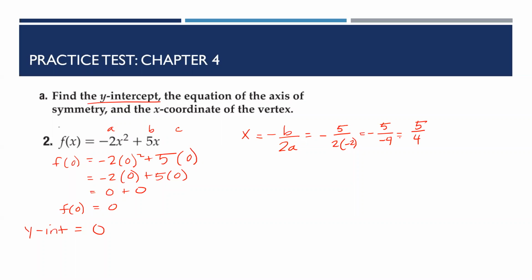And then this is also going to be your x-coordinate of the vertex, okay, this here. So your x-coordinate is going to be 5/4, okay? So that's the equation. Here's the equation of the axis of symmetry, and then here's your x-coordinate over here, okay?